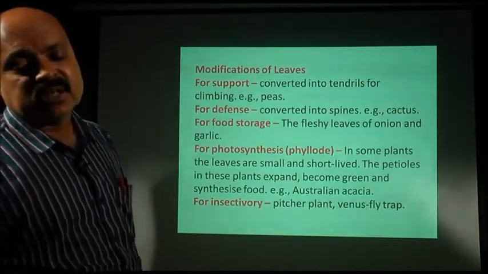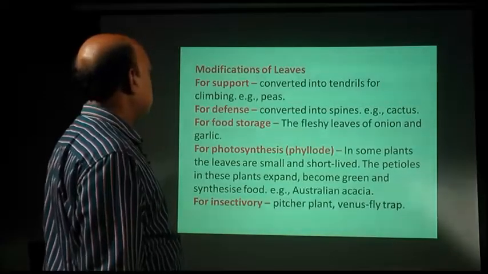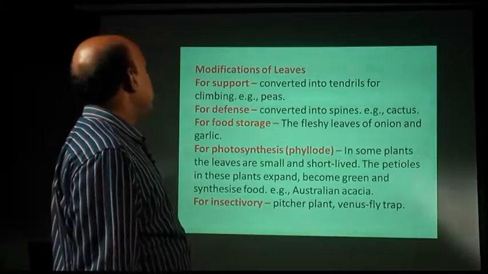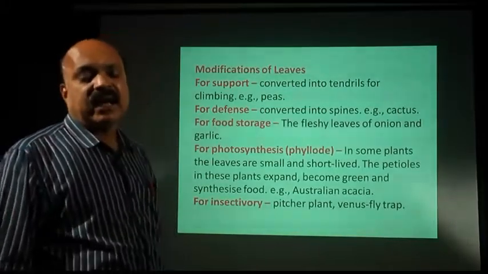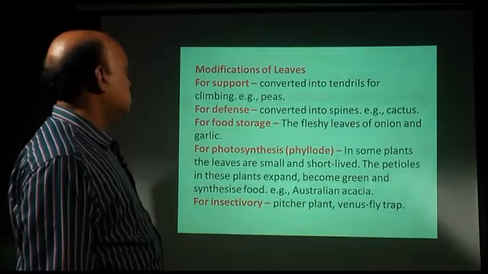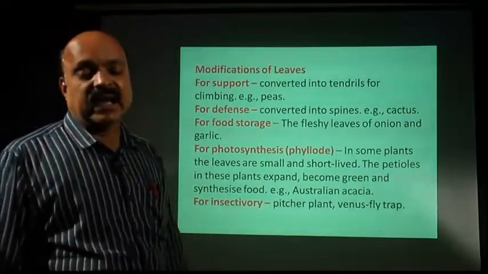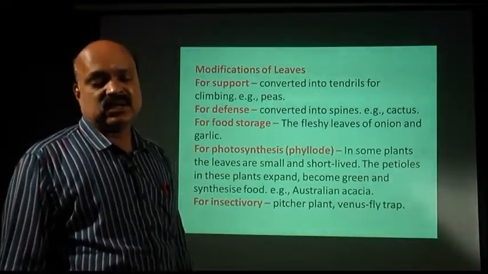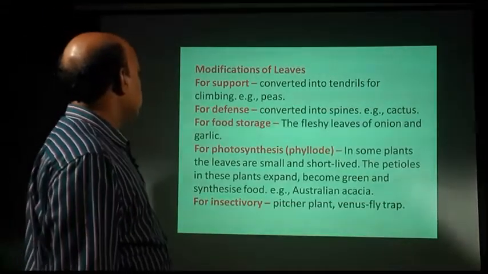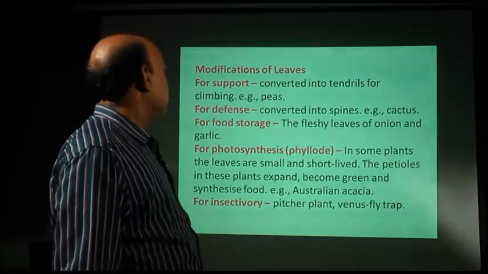Number one is for support. For support, to help in climbing, we call it support. So for support, leaves are converted into tendrils, coiled like hooks, and help in climbing. Defense, protection: to keep enemies away, they are modified to spines, as in cactus. For food storage, they have to store the food materials, like onion or garlic.